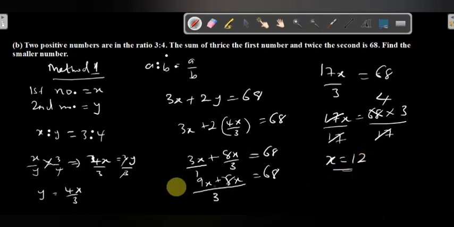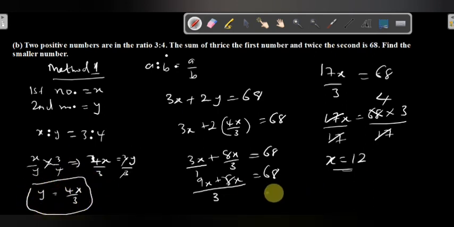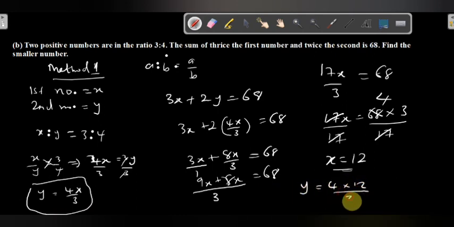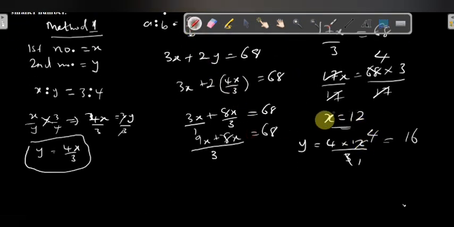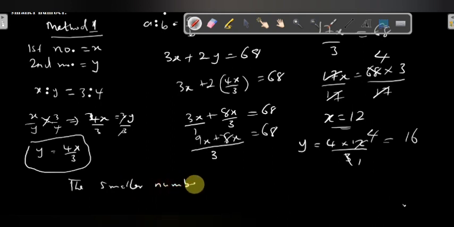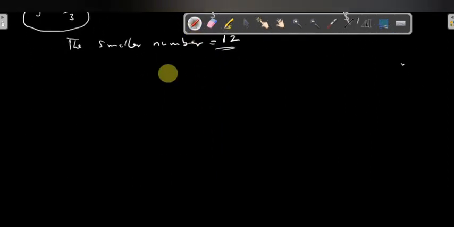So from here, we can substitute the value of x into this to get the value of y. So y is equal to 4 times 12 divided by 3. 3 here 1, 3 here 4. So when we multiply that, that gives us 16. So from here, we can say that 12 is smaller than 16. So the smaller number is equal to 12. So again, the second method I'm going to use, which I think is simpler, is this.